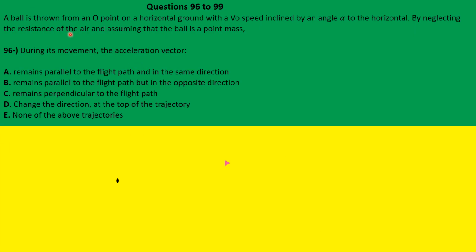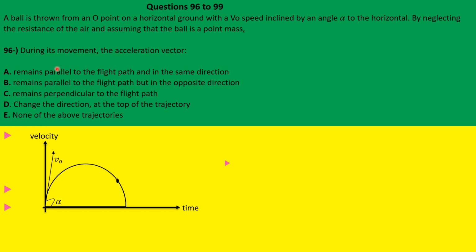Alright, so a ball is thrown from a point O with a horizontal velocity at a speed inclined by an angle alpha to the horizontal. By neglecting the resistance of the air and assuming that the ball is a point mass, during its movement, the acceleration vector. Alright, so you read through the options, you notice that they basically try to study the direction of the acceleration vector relative to the path described by the projectile.